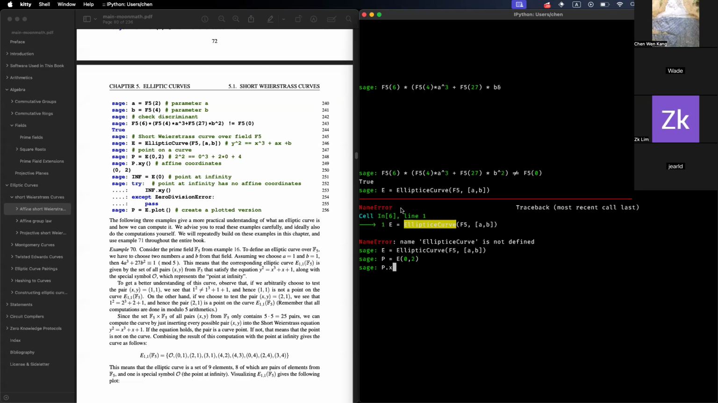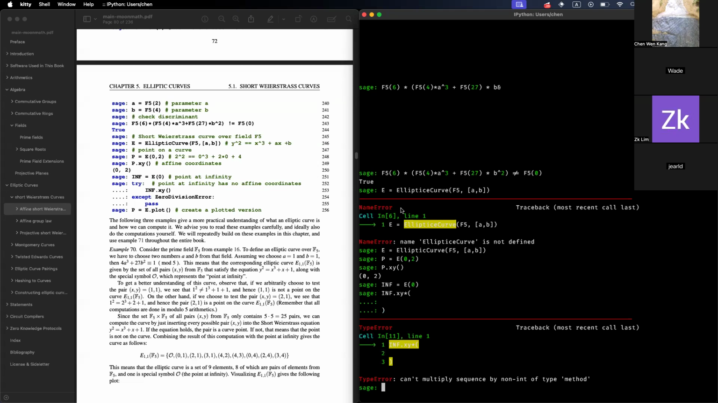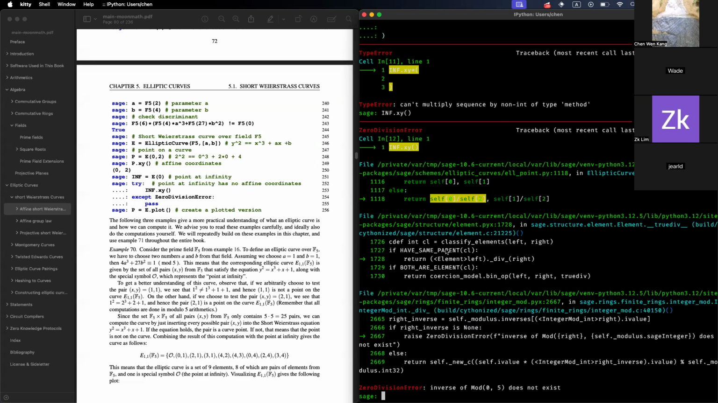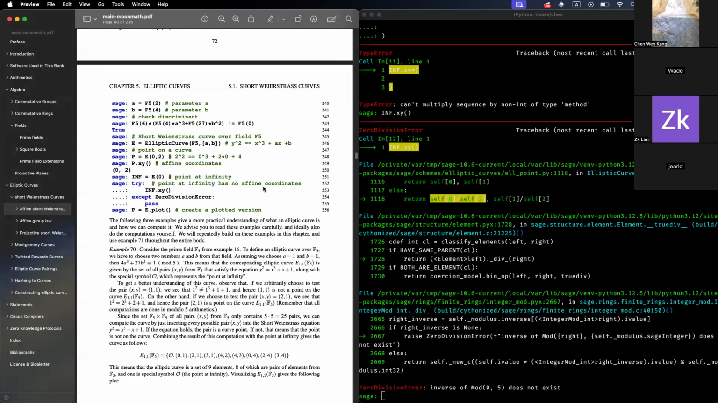A E dot XY 0 2. Infinity equals points on infinity, which is, let's go to XY. Okay, sorry. Okay, X like X1. Yeah, zero division error. In this case, the point at infinity does not really have a affine coordinate, which means it's used for calculation, but it's not really represented as an XY point in this case.